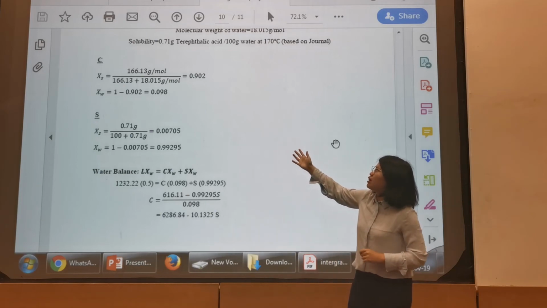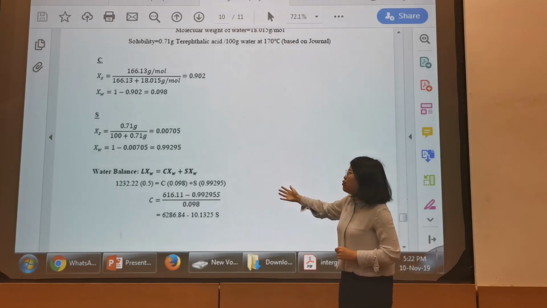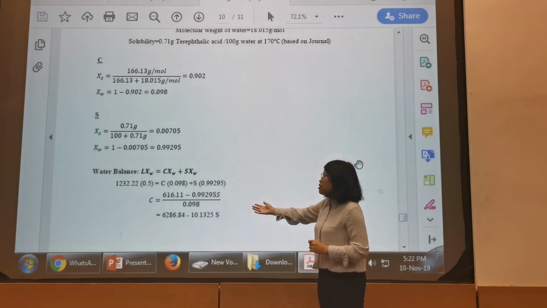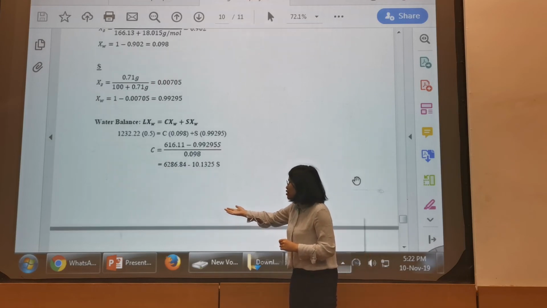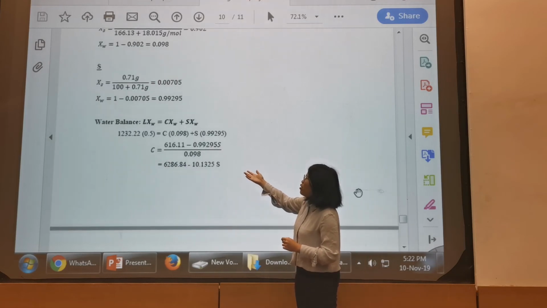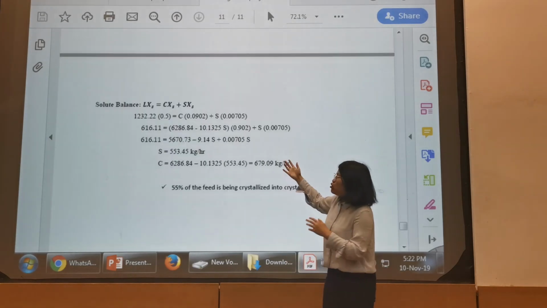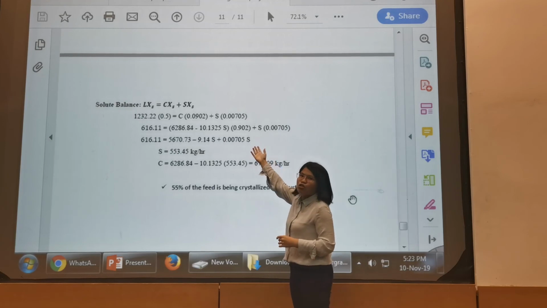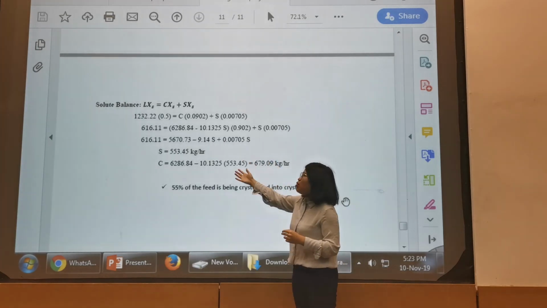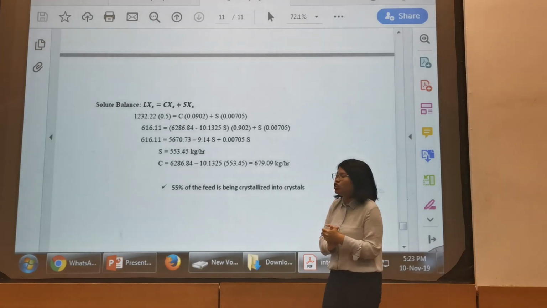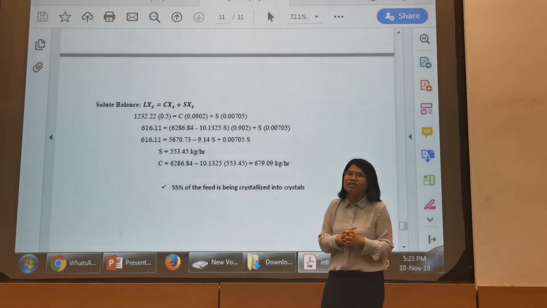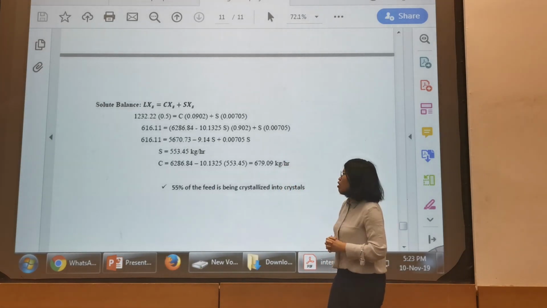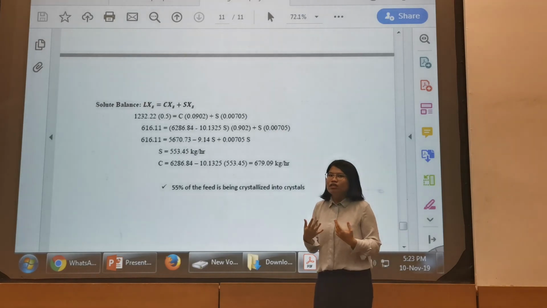We first have to calculate the composition for each stream, and then we can do the water balance using this formula. We put in the values we get, and we get C equals 6,286.84 minus 10.1325, and this is our equation 1. Next we go to the solute balance using this formula, and we also do our calculation. We get until here, this is our equation 2. Then we substitute equation 1 into equation 2. We get S equal to 553.45 kg per hour, and C is 679.09 kg per hour. From the calculation above, we can know that almost 55% of the feed is what we expect.